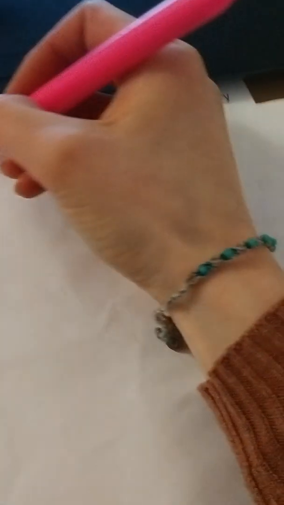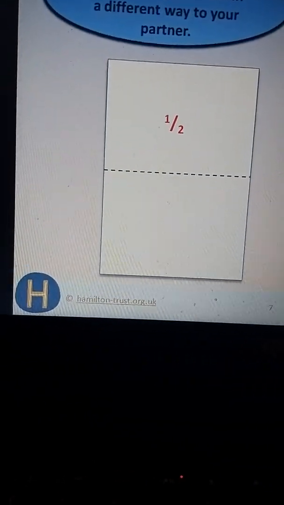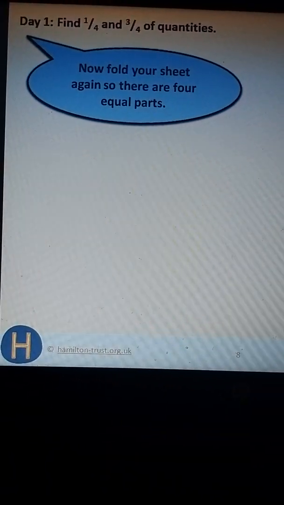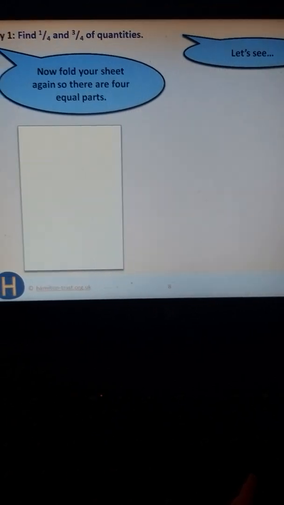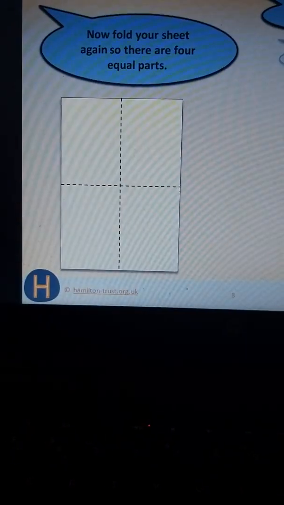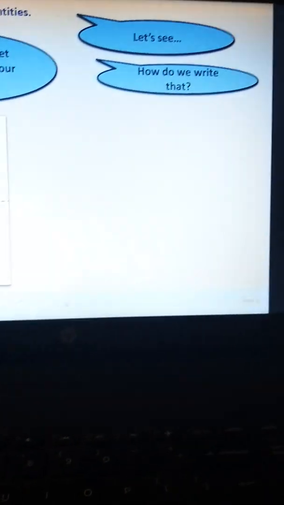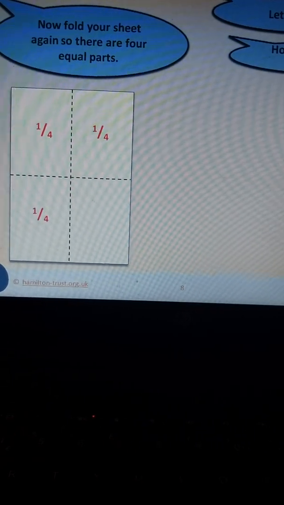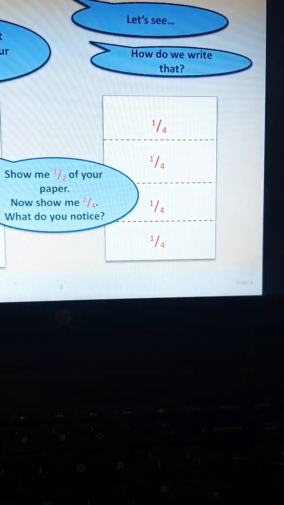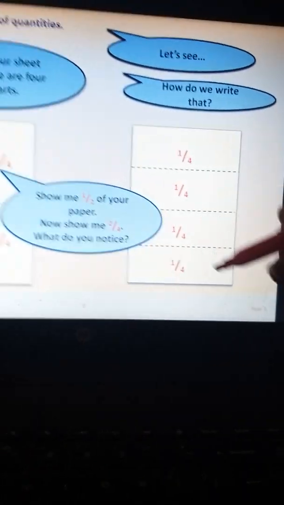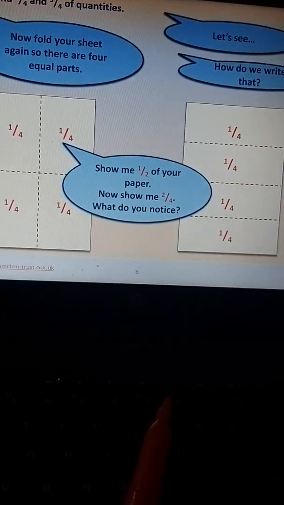How do we write half? Well, we've got that written. Half is 1/2 because there's 2 parts and 1/2 equals 1 of the half. Okay, so now fold your sheet again. So there are 4 equal parts. 1, 2, like I've done with my boxes here. How do we write that? 1/4. And you can do it that way as well. 1/4, 1 of 4 parts. They both show the same amount.